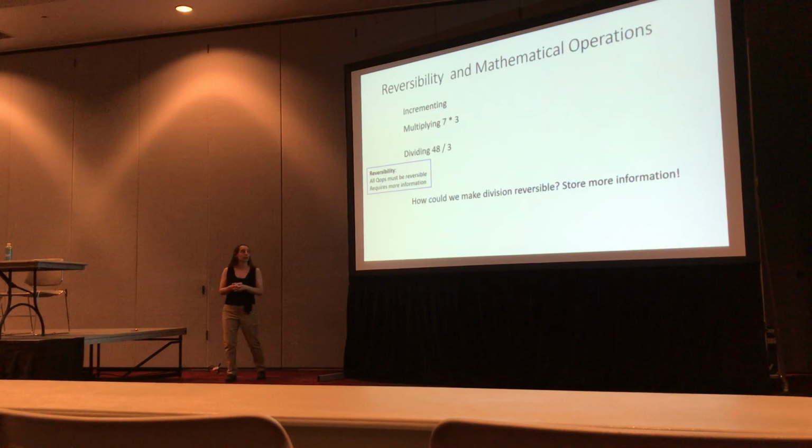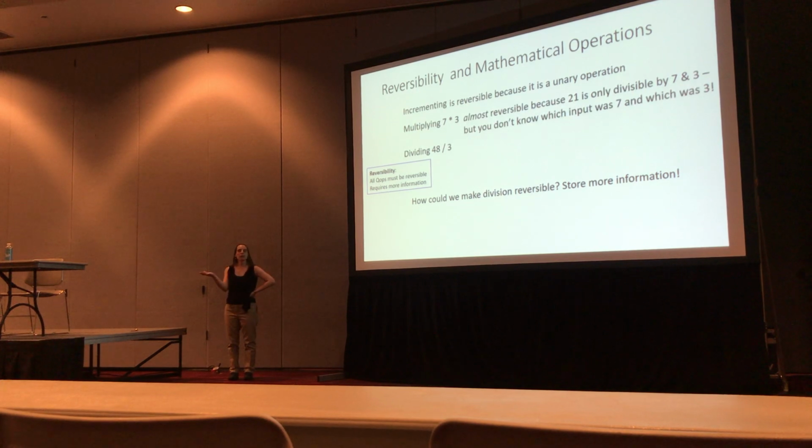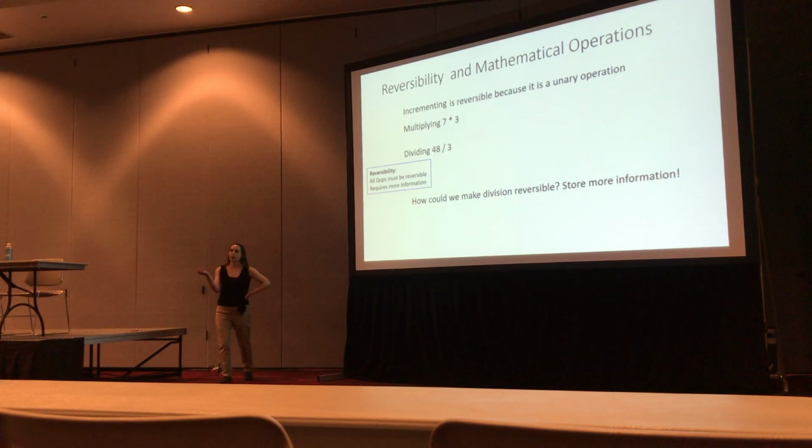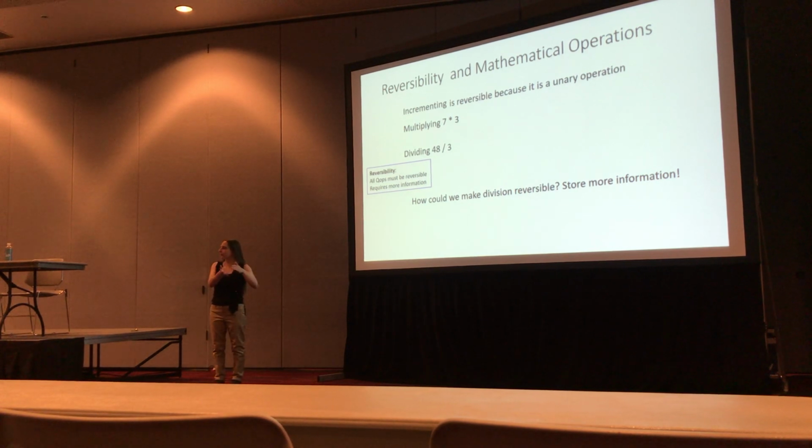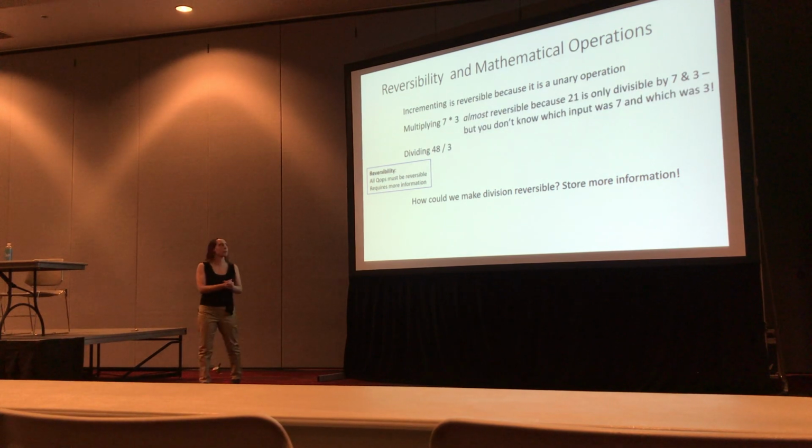So let's look at something closer, which would be mathematical operations. So if I were to look at incrementing, so if I knew that I had incremented a number 10 times, I could reverse that, because I can just decrement that number 10 times. Okay? But what about multiplying by 7 times 3? So I would know that my outcome was 21, and I know that I did a multiplication, right? If I know the outcome and the operation, that's pretty reversible, except that I don't know which of the inputs was 7 and which of the inputs was 3. Okay?